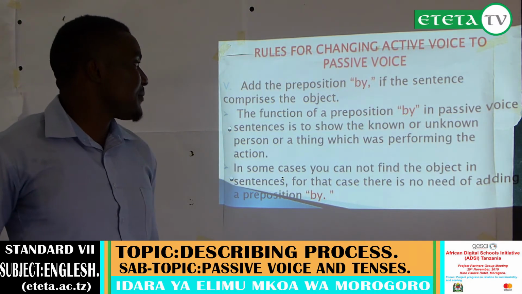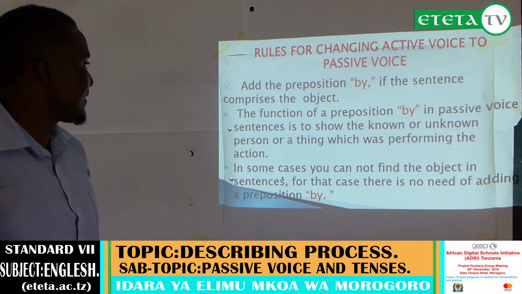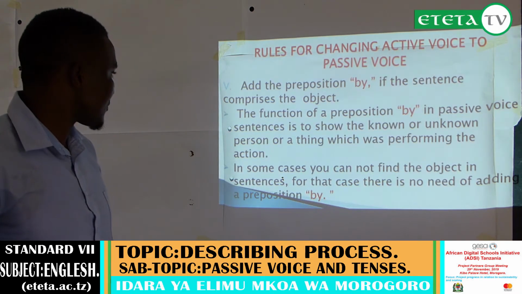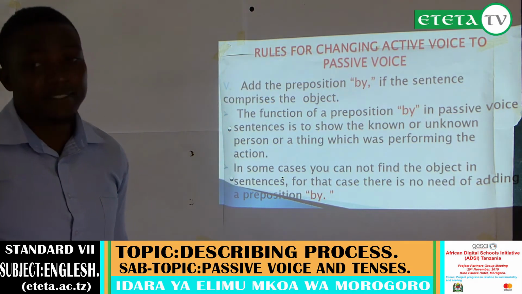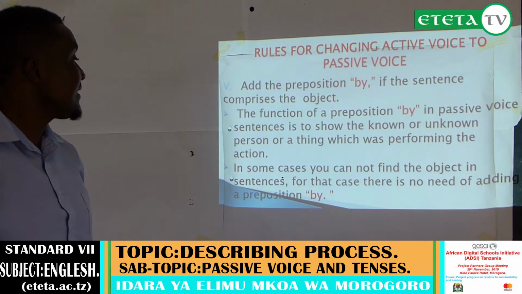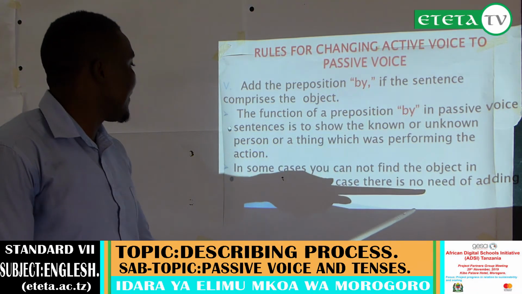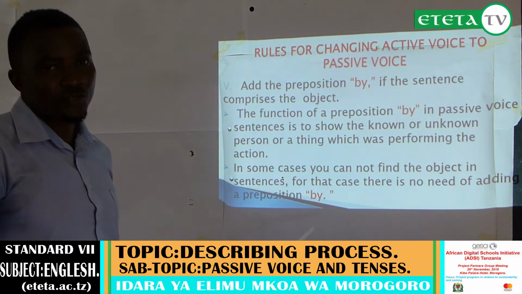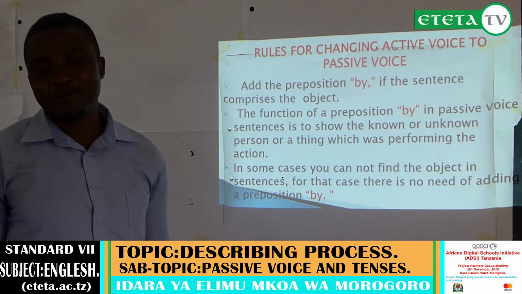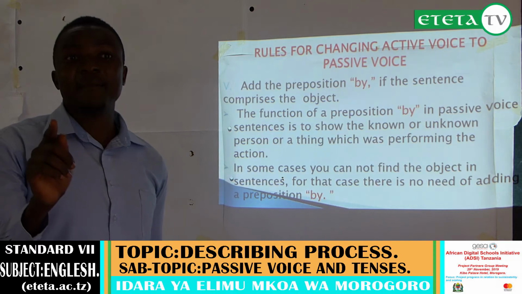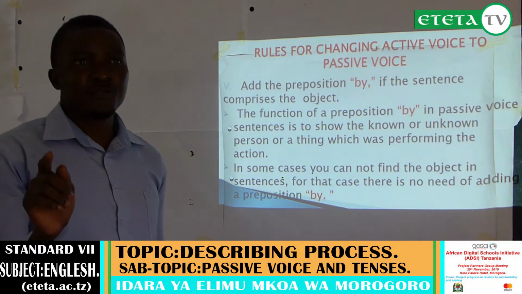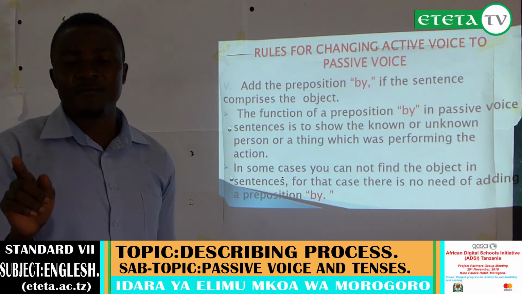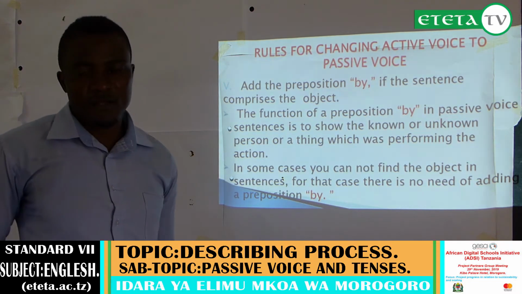Yes, the function of the preposition by in passive voice sentences is to show the known or unknown person or thing which is performing the action. In some cases, you cannot find the object in sentences. In that case, there is no need to add the preposition by. That's why I have already told you that the first rule is to realize whether there are three components of the sentence or not.